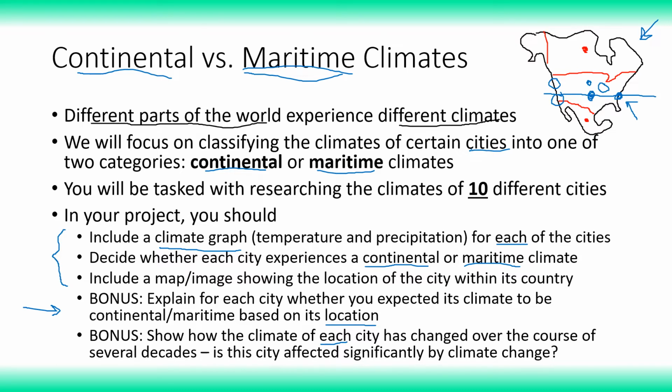Oh, that's something that's worth clarifying. If you haven't heard this word before, precipitation is just stuff falling from the clouds. So rain, snow, that's basically it. So precipitation is just how much it rains or snows in a given area. That's what you're going to be looking at on these climate graphs. But basically, yeah, so 2 bonus marks available for each of the 10 cities. One for whether the city has a continental or maritime climate based just on its location, and that's something you would have to explain in your presentation. And the other bonus mark is if you talk about climate change.